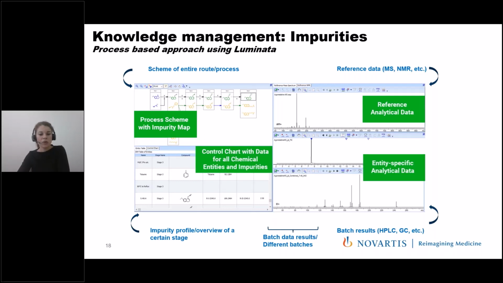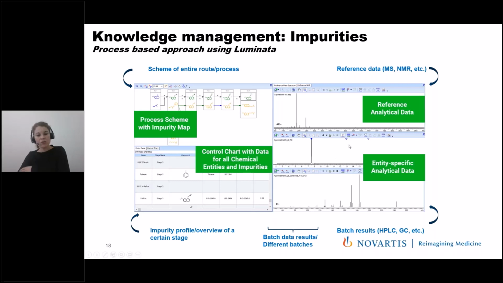The idea is that we would depict the process map, the process scheme, with all the impurities, the impurity map, attached to it. And you can see here at the bottom of the page that for every impurity or every compound, we have full information regarding that chemical entity, like the structure, the Bruto formula, and the molecular weight, and we also know at which stage and in which batches that impurity was observed.